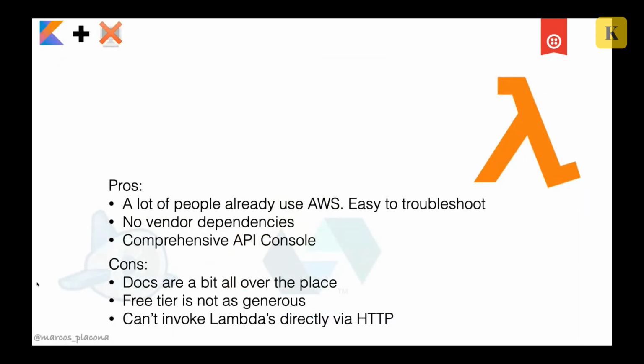Now, the pros with this is a lot of people already use AWS. So if I ever got stuck with anything deploying to AWS, it's very easy to troubleshoot. As soon as you go into Stack Overflow and ask a question about AWS, there are 1,000,001 people who will just help you troubleshoot. The AWS console is very hard to navigate, so people help with that too. The other thing about AWS Lambda is you have no vendor dependencies: your Kotlin code doesn't change, your dependencies don't change. They have a comprehensive API console.